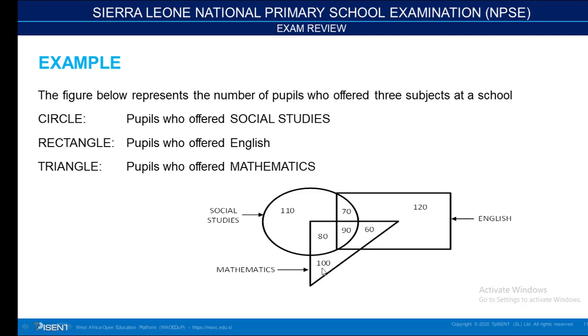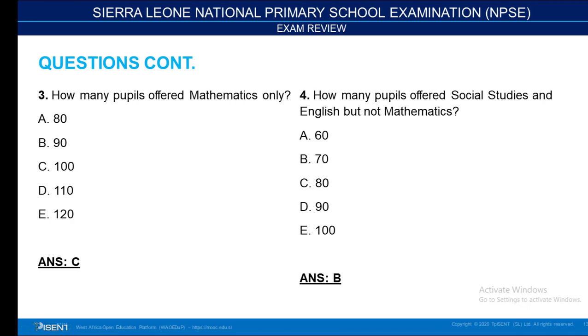Now, this 100 is found only in the triangle. So therefore, these are the number of people that are offering mathematics only. So we go and look for 100. 100 is option C. So option C is our answer for the number of people who offered mathematics only. 100, C.